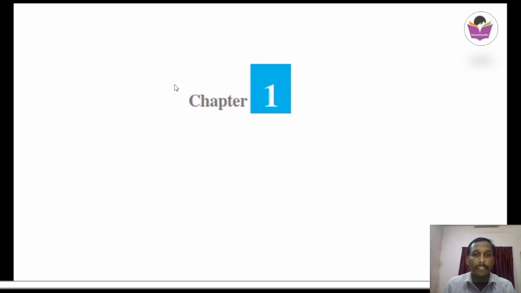In the previous session, we discussed the basic concepts of sets from chapter 1 and we solved problems from exercise 1.1. And in today's session, we shall discuss the types of sets, subsets and power sets. We will also discuss problems from exercise 1.2 and 1.3. Let's begin today's session.